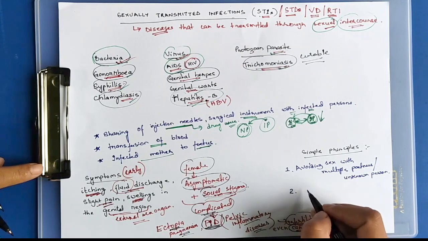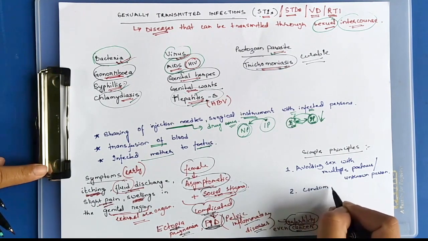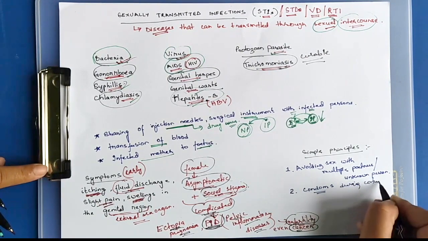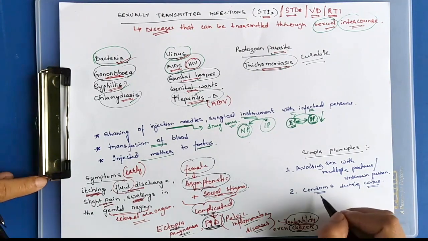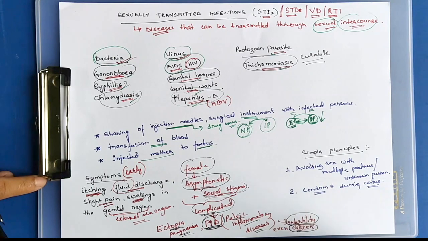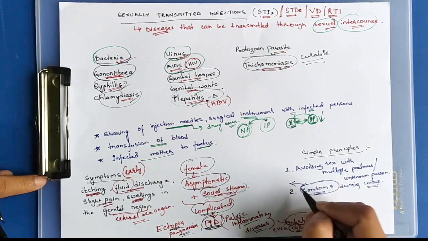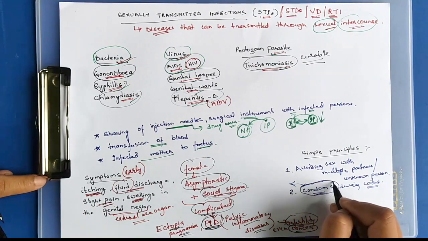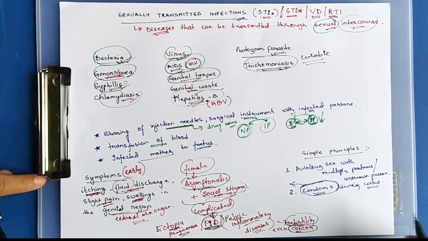Number 2: we should always use condoms. Condoms should be used during coitus, during sexual intercourse. Condoms are used for preventing unwanted pregnancy also. Plus, they are very helpful in preventing STDs, which is sexually transmitted diseases.